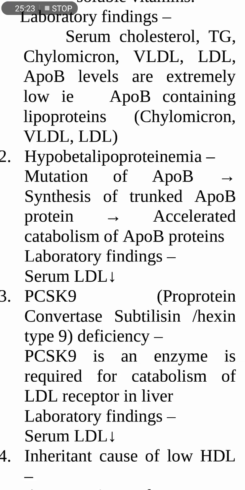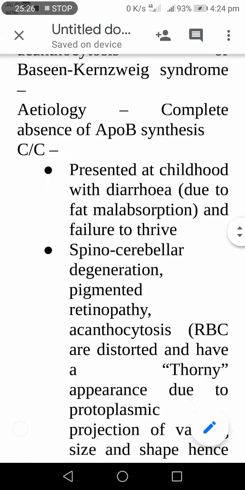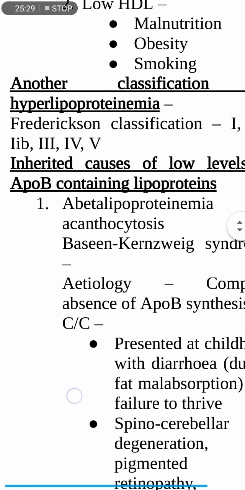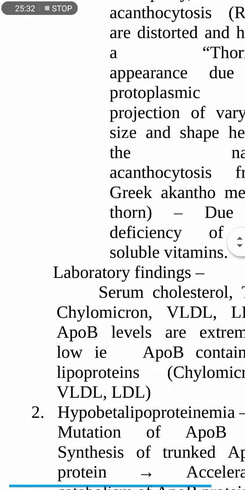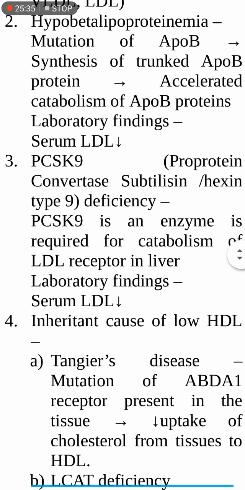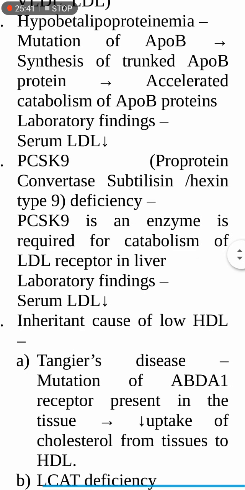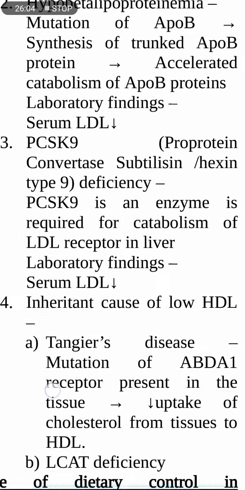Third type of inherited cause of low level of ApoB containing lipoprotein is PCSK9 deficiency. The full form is proprotein convertase subtilisin/kexin type 9 deficiency. It is an enzyme required for the catabolism of LDL receptor in the liver. Laboratory finding is LDL level will decrease in the blood.